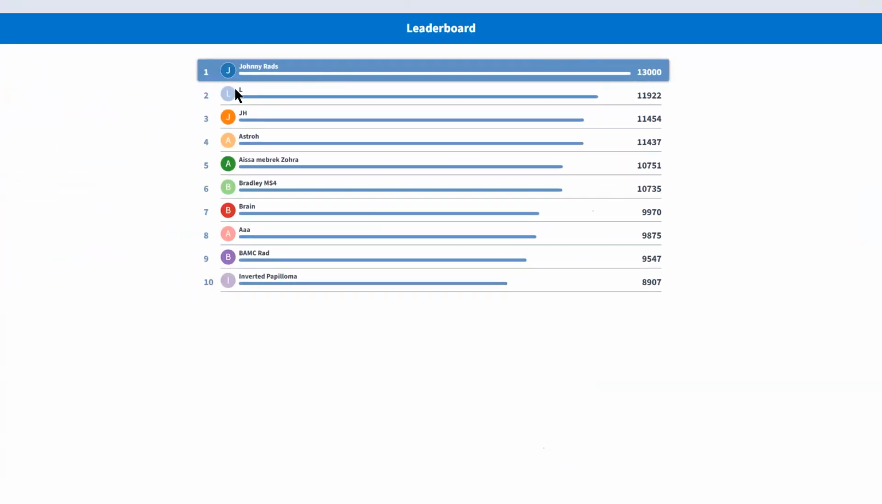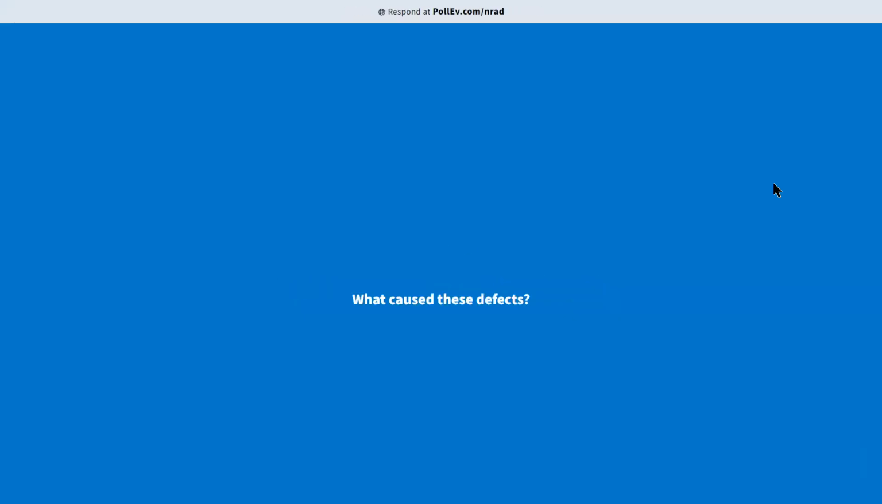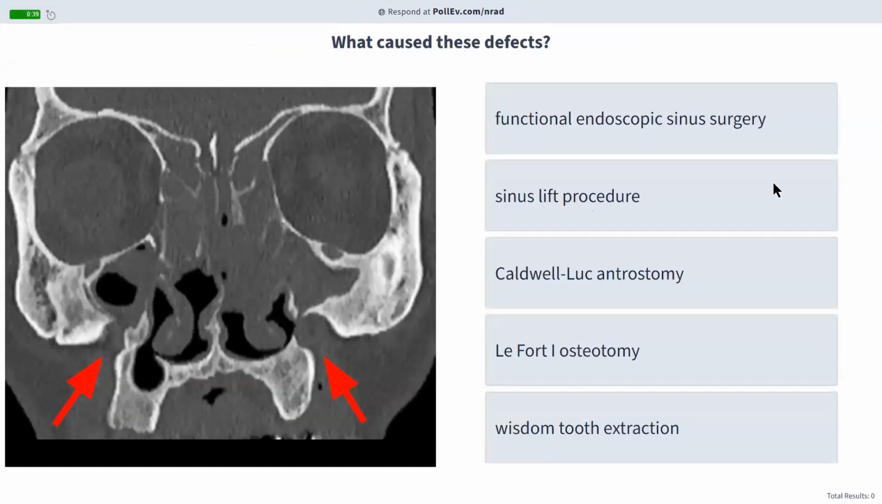Johnny Rad's in the lead. Second and third place are L and JH. Next question is, what caused these defects? This is a coronal CT image.